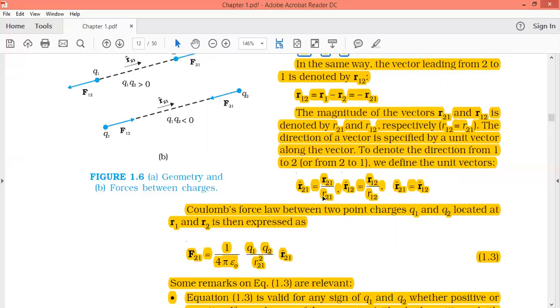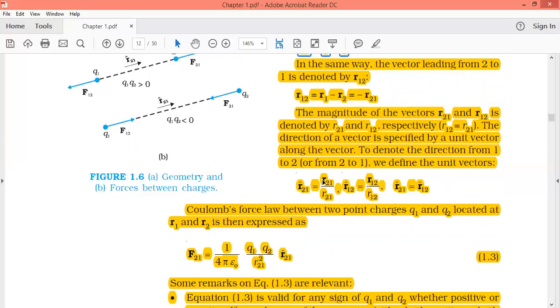If you don't bold it, it will give you the magnitude. So here we have to take the magnitude: Q1 Q2 divided by the distance between those two charges. That is the magnitude you have to consider in the denominator, into, see here it is bold and it has a cap also. This indicates the unit vector.